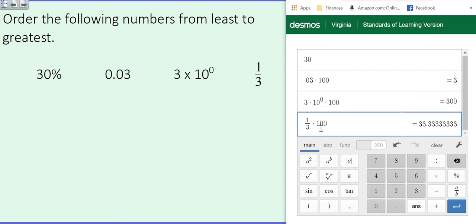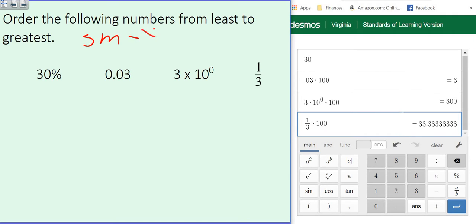times 100 is 33%. So let's look at this. It says order the following numbers from least to greatest. So small to big. Small to big is also called ascending order. If you have an A, it looks like an arrow going up. Okay? So let's start with the smallest.